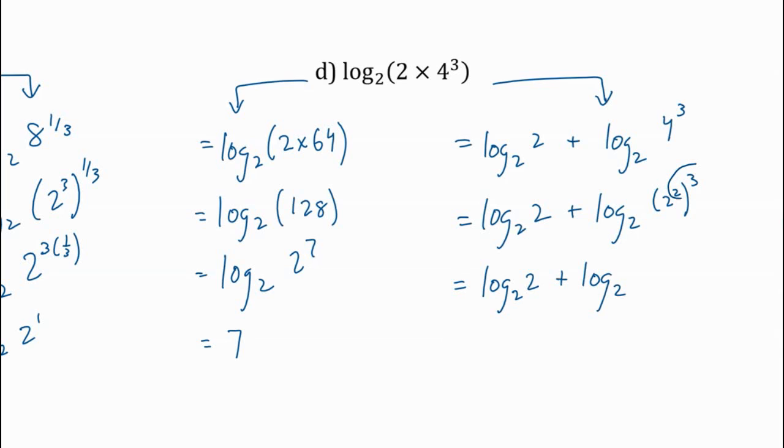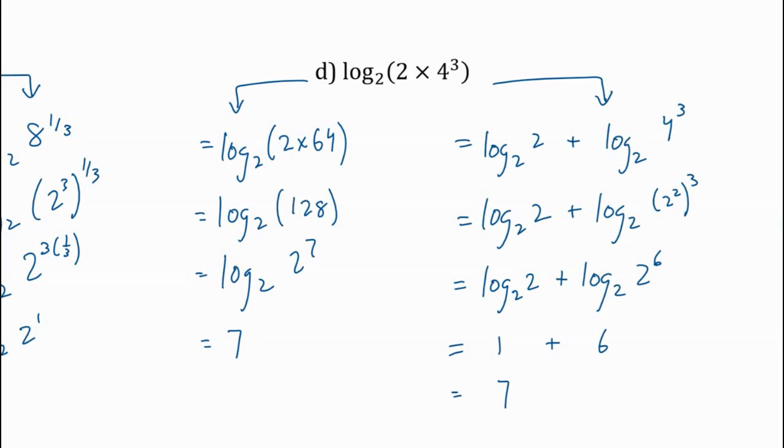So again, power of a power, I multiply the exponents. Log base 2 of 2 equals 1. Log base 2 of 2 to the 6 equals 6. 1 plus 6 is 7. Like, I don't know. Do you think those are really all that different, or is it basically the same? It gets to be up to you.